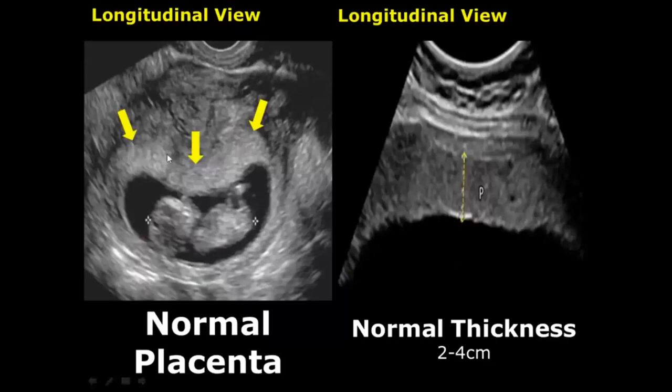The placenta is an organ that supplies blood to the fetus. It starts forming around 11 weeks of gestation age and it is well visualized by the end of first trimester, that is 13 weeks, appearing as an echogenic structure. The normal thickness is between 2 to 4 centimeters.